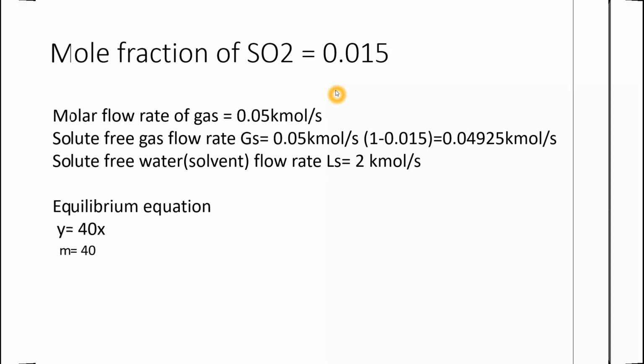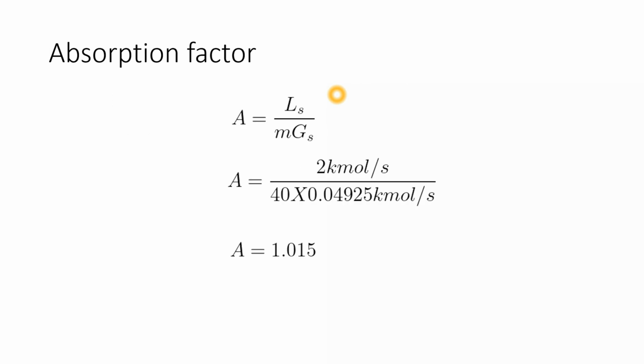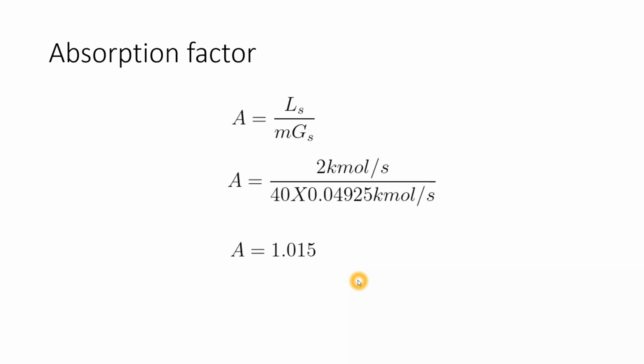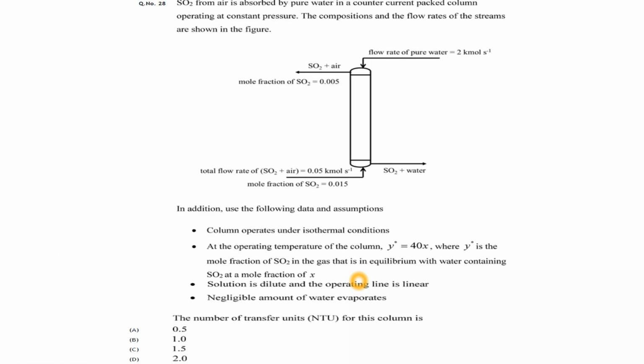You can see here it is ln. I am putting the values 0.01522 and 0.005, and I am putting all values. Then finally we get NTU is equal to 2, and from the given options we can see here option D is correct.